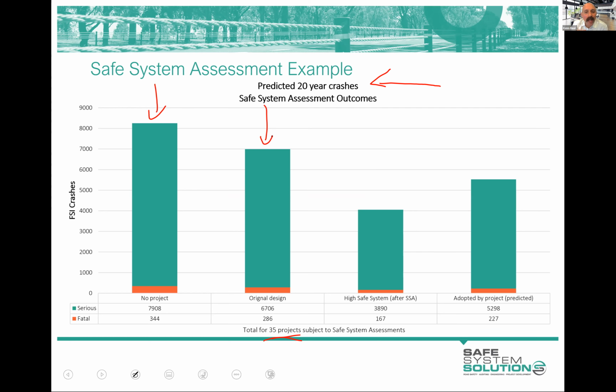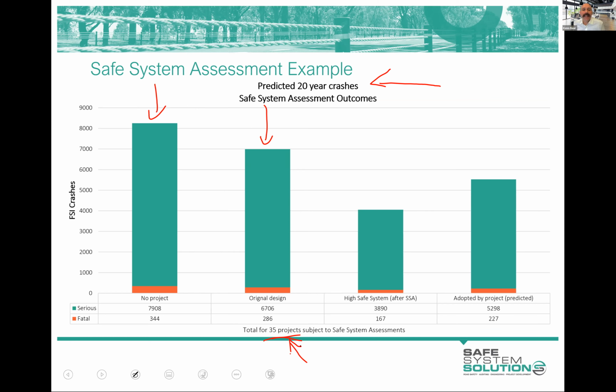Now, the original designs had, I shouldn't say all of them, I think it was like 27 of the 35 had been subject to a feasibility early stage road safety audit, and changes had been made associated with that. And what they saw from that was that it dropped down to 286 fatalities predicted and 6,700 serious injuries predicted in these areas when they did the upgrades.